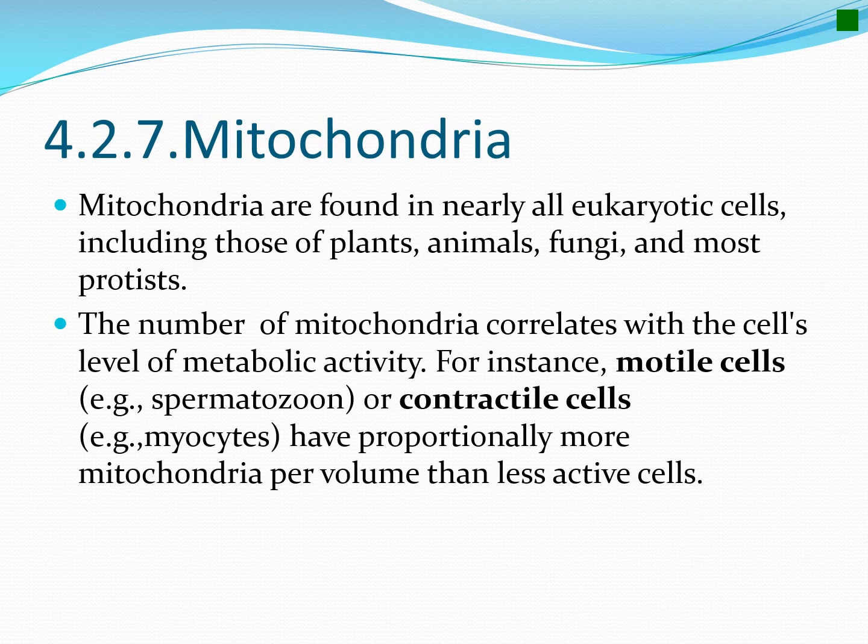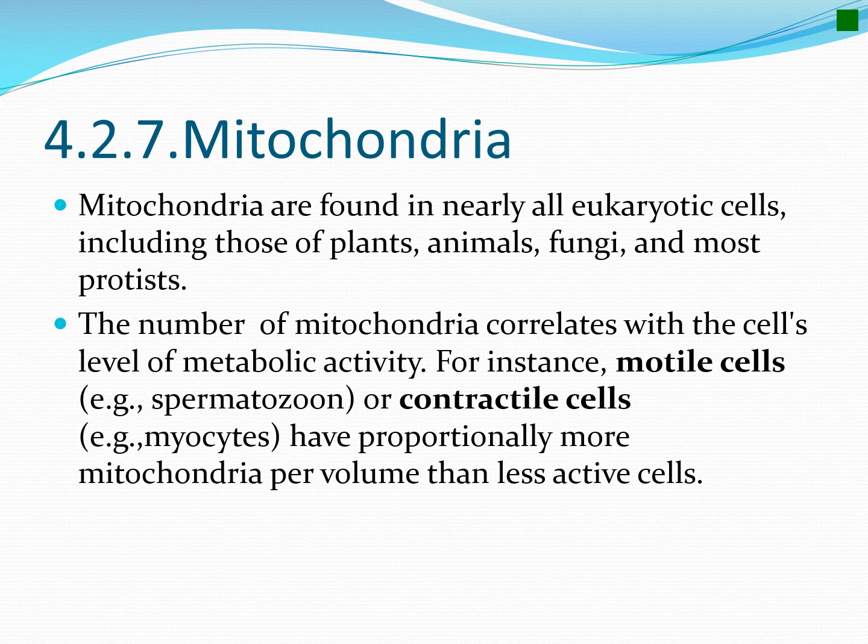Mitochondria. Mitochondria are found in nearly all eukaryotic cells, including those of plants, animals, fungi, and most protists. The number of mitochondria correlates with the cell's level of metabolic activity. For instance, motile cells, say mobile cells, cells which are able to move, like a spermatozoon, or contractile cells, let us say cells which are able to contract and relax. That's the case of myocytes or cells of muscles. They have proportionally more mitochondria per volume than less active cells.